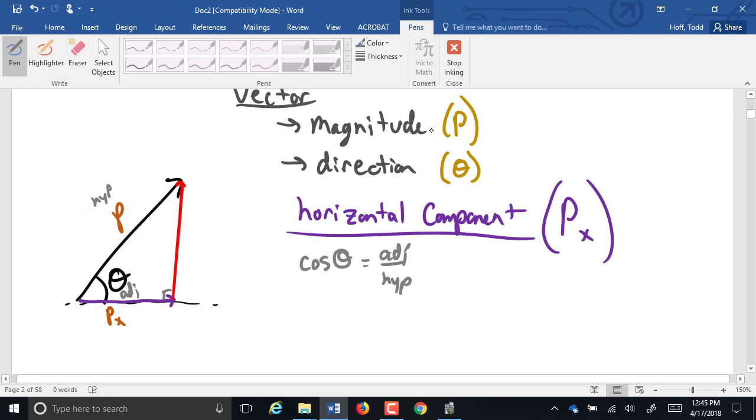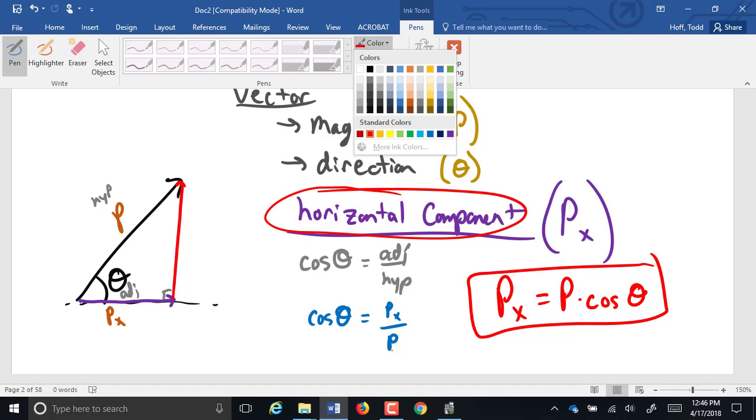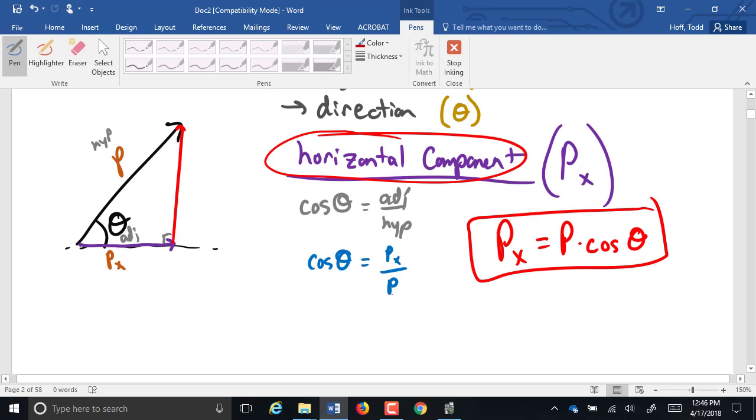Well, if we fill in what we have here, cosine theta equals the adjacent P sub x over the hypotenuse of P. If I just multiply both sides of that by P, I get P sub x is equal to P times the cosine of theta. That is the horizontal component. Vertical component.